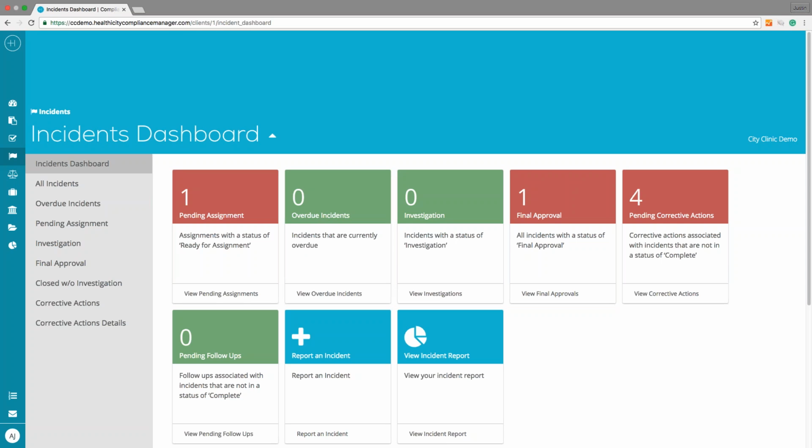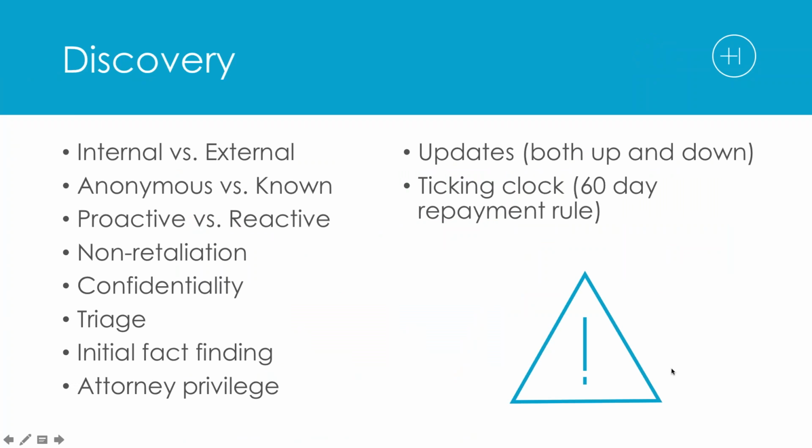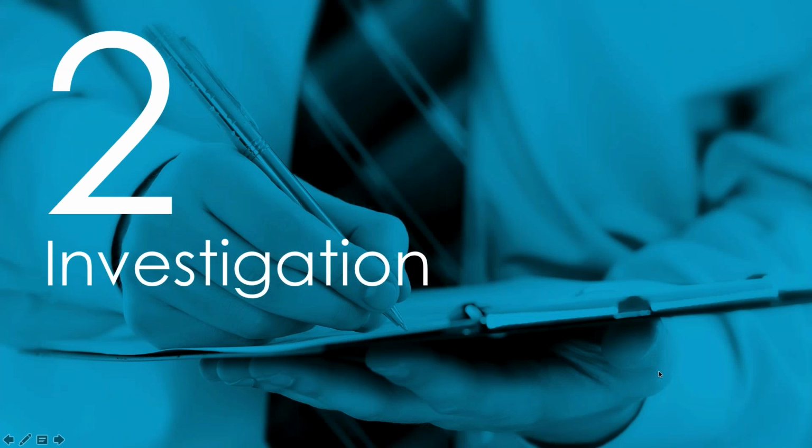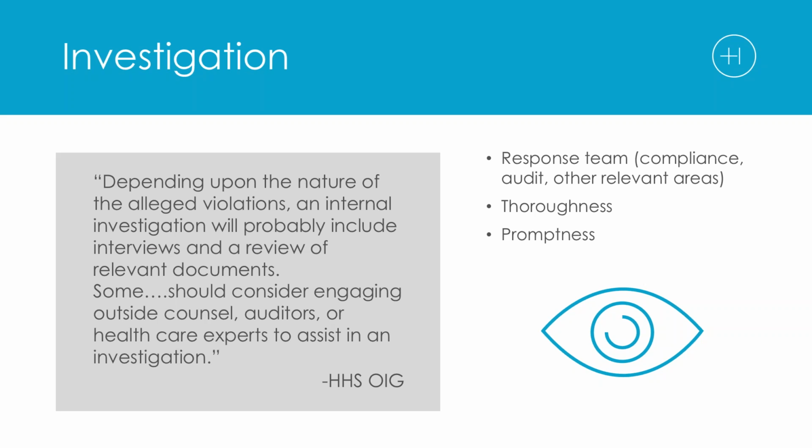So let's go now to our slides, and we'll go to the next major pillar or step in incident management, which is the investigation stage. So we'll go on to our investigation, which is our second major aspect of incident management. And let me just share with you a quick thought from the OIG on the concept of investigation. So they say, depending on the nature of the alleged violation, an internal investigation will probably include interviews and a review of relevant documents. Some should consider engaging outside counsel, auditors, or healthcare experts to assist in an investigation.